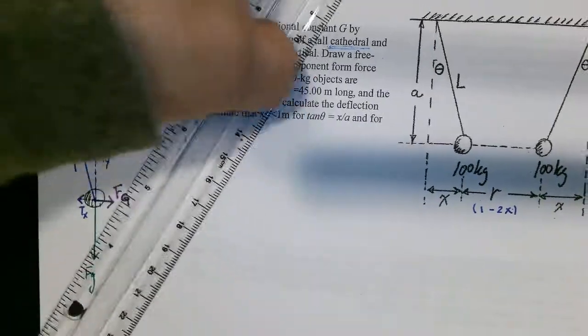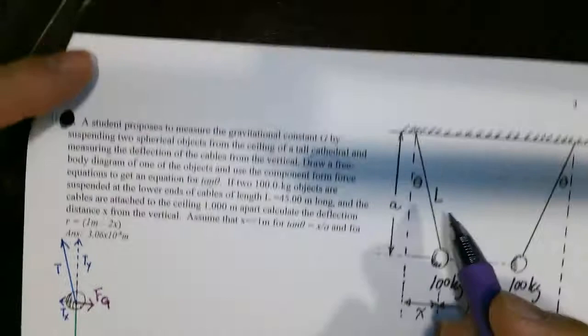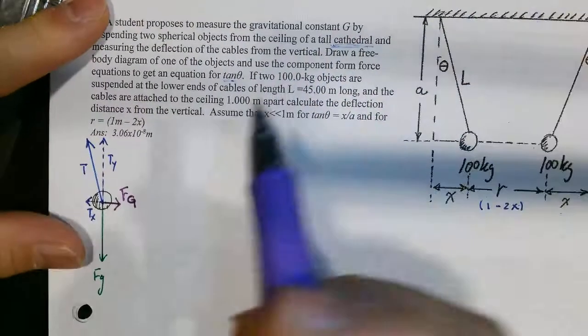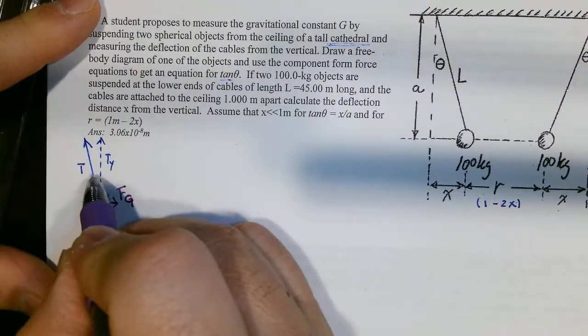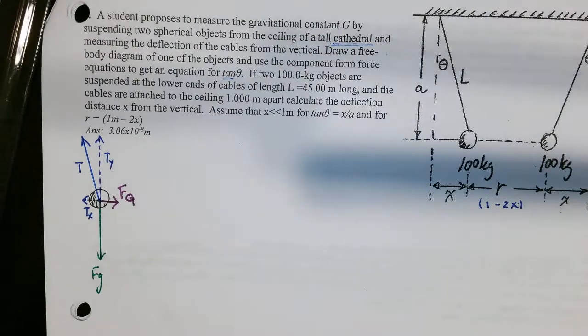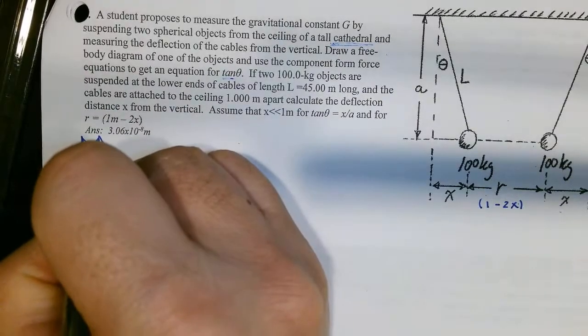Now the angle, that theta right here, is basically the same theta as this one, because of alternate interior angles. So I'm going to call this theta the same as this theta right here.